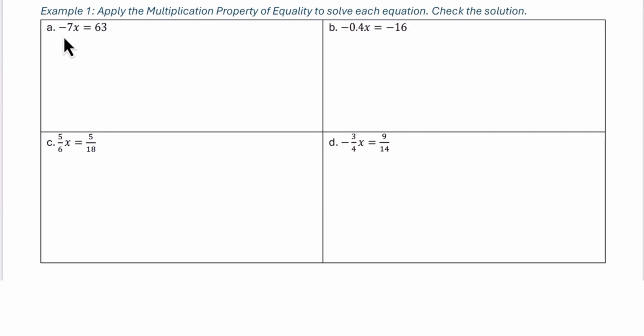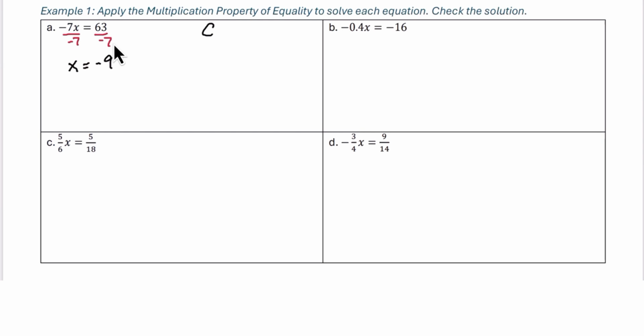Up first, negative 7x equals 63. Notice the operation between the negative 7 and the x is multiplication. The opposite of multiplication is division. So to isolate the x, we will divide by negative 7. And if we do it on the left side, we need to do it on the right side as well. Negative 7 divided by negative 7 is 1. So we end up with 1x, or just x. And 63 divided by negative 7 is negative 9.